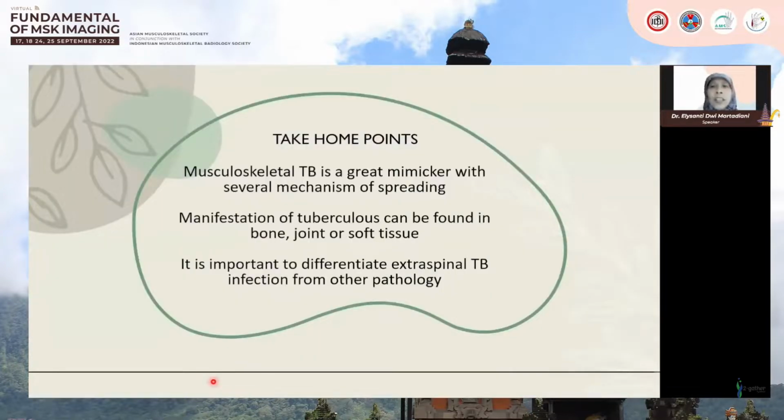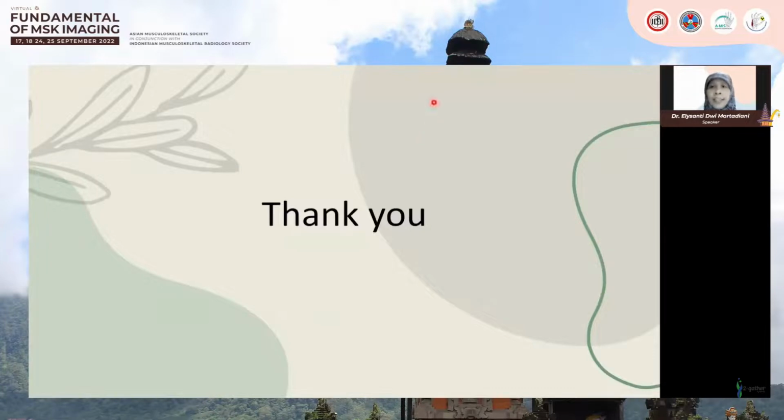The take-home points of this talk are: musculoskeletal tuberculosis is a great mimicker with several mechanisms of spreading. Manifestation of tuberculosis can be found in bone, joint, or soft tissue, and this is important to differentiate extraspinal tuberculosis infection from other pathology. Thank you for your kind attention.